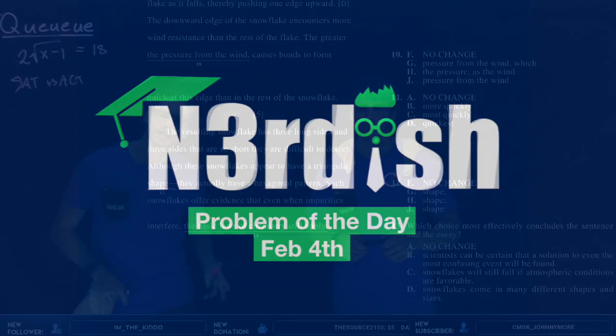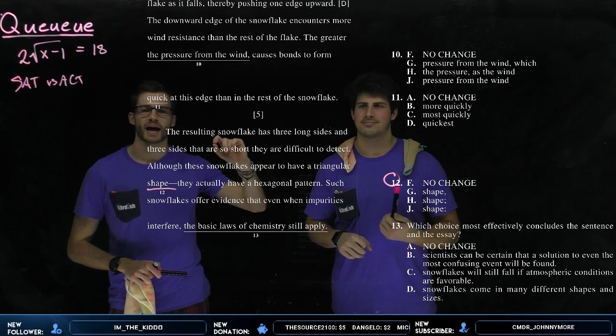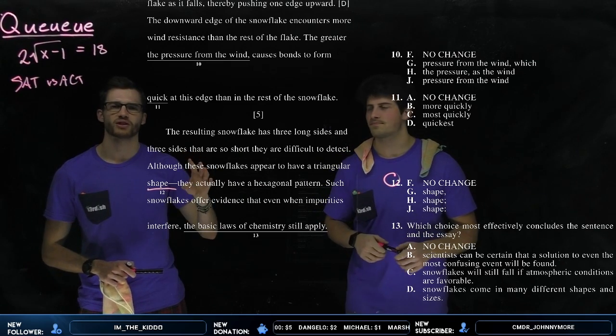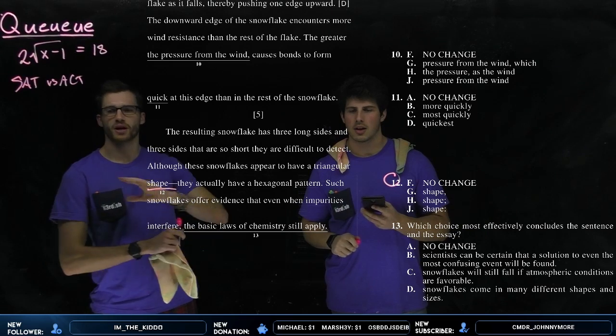We are doing number 12. We've done 1 through 11, maybe, and now we're saying, okay, number 12, we have a comma, a semicolon, and a colon. We're going to have to figure out independent clauses. So let's identify those. All of these are identical.